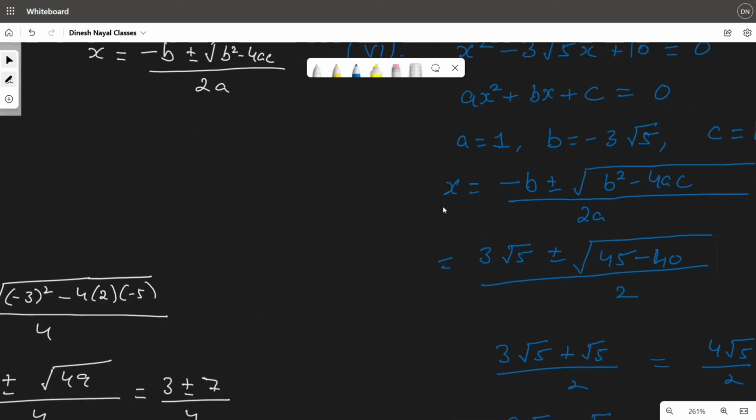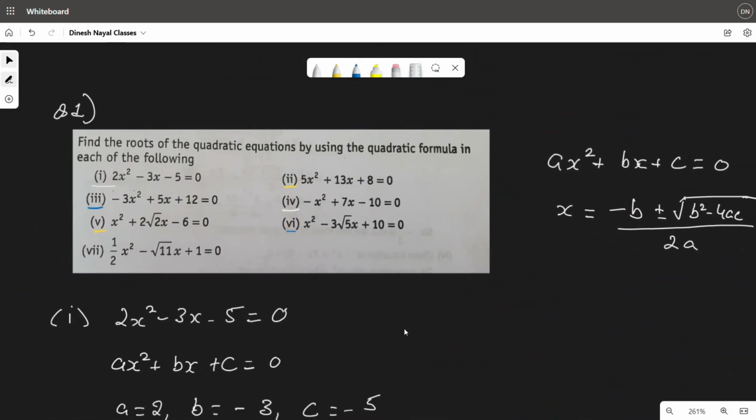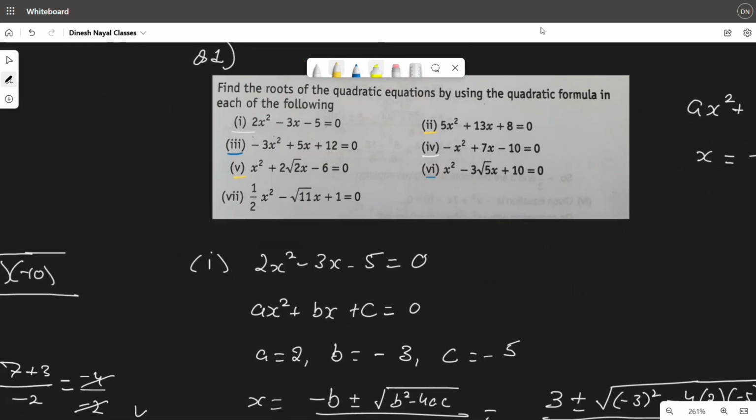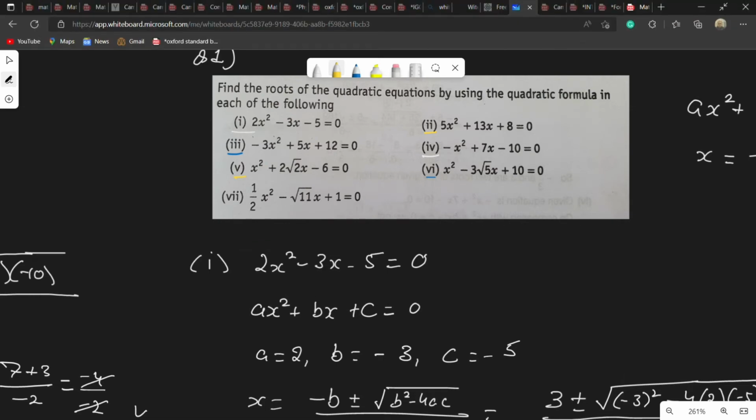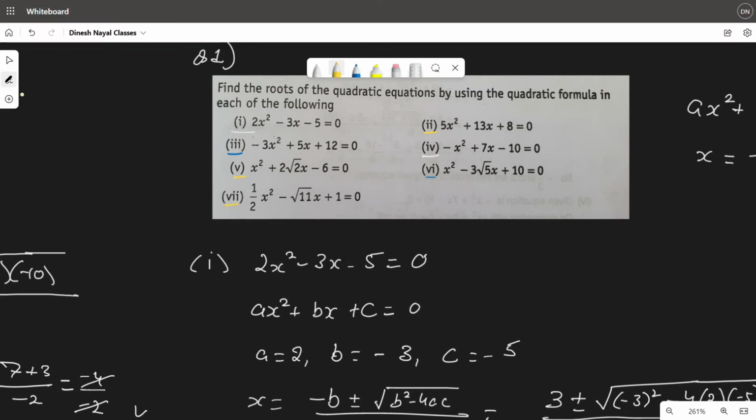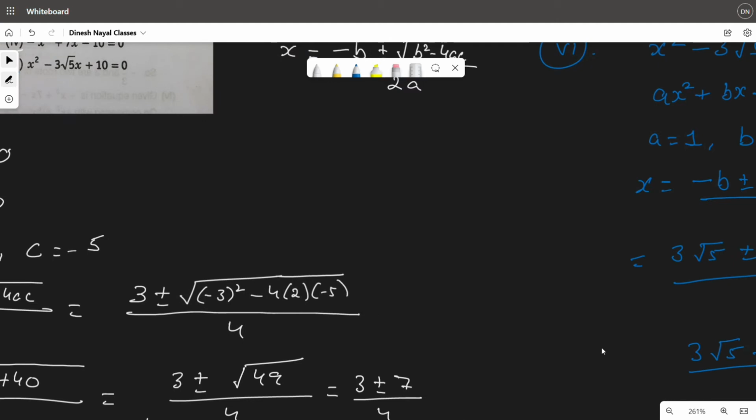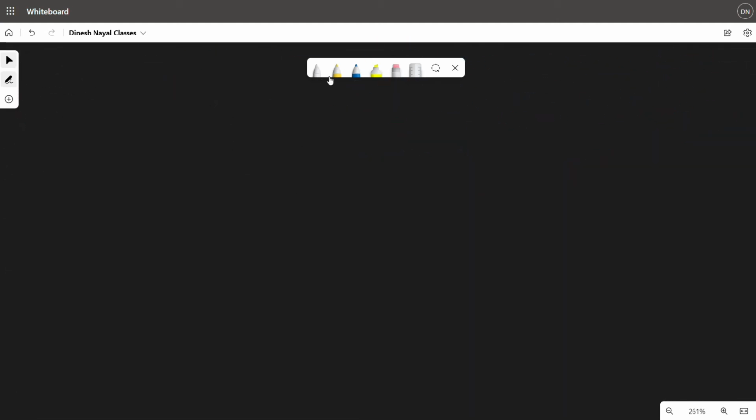Now the next part. The next part, I think, is the last part, which is the 8th one. The 8th one is given as half x square minus root 11 x plus 1 equals 0. Now writing it over here.